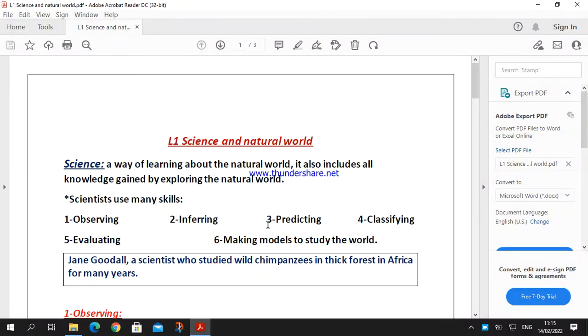Today, I will start Lesson 1 in the new book, Science and Technology. Lesson 1, Science and the Natural World.